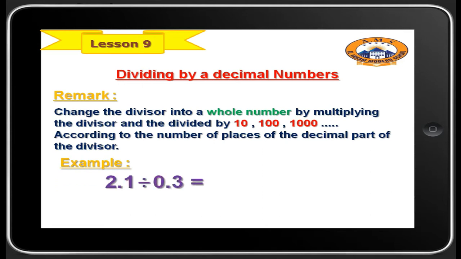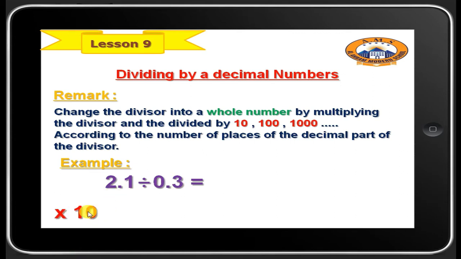The first one: if I want to divide 2.1 divided by 0.3. Here is the dividend and here is the divisor. I want you to look at the divisor. There is a decimal point, so you can't make a division operation when the divisor has a decimal point. So let's cancel this decimal point by first counting how many digits are after the decimal point. We have 1 digit, so we will multiply both of them by 10.